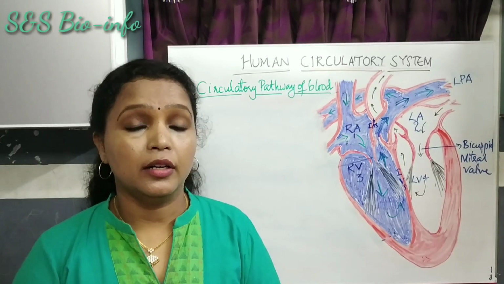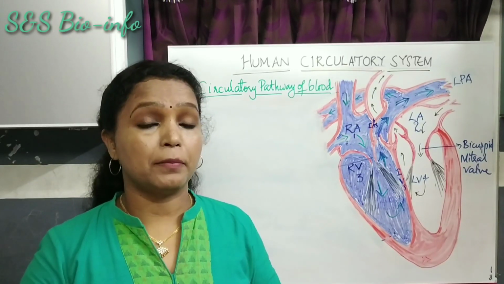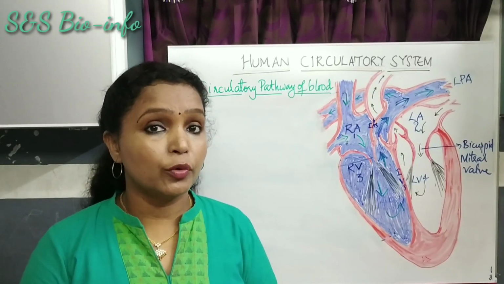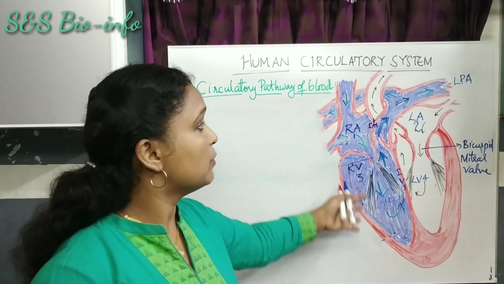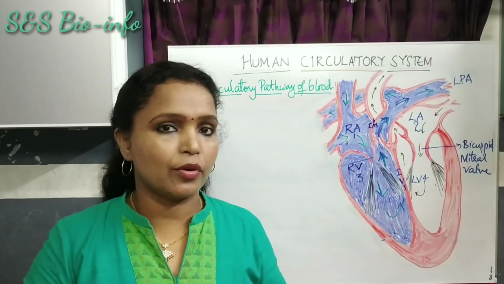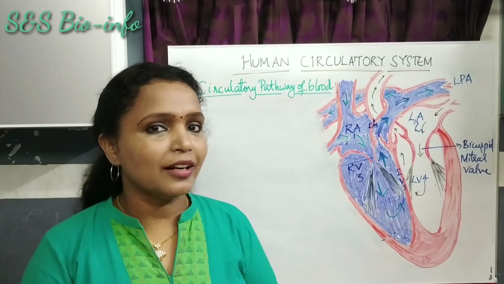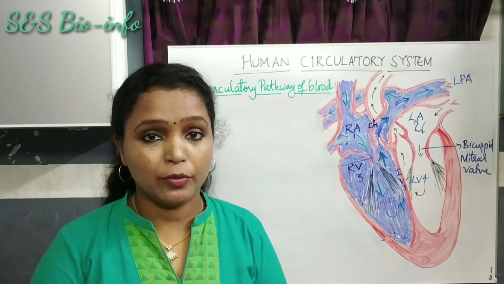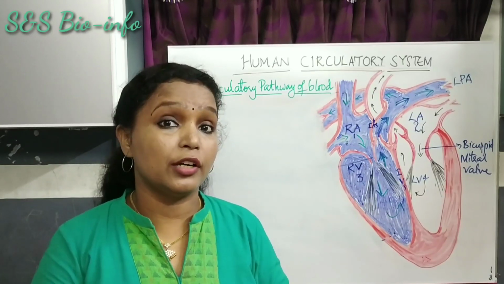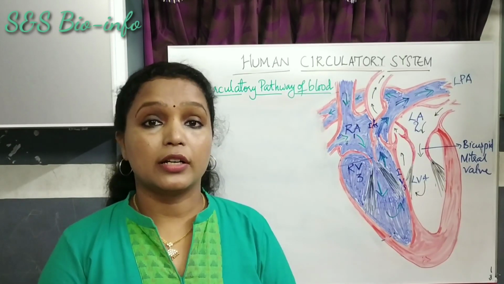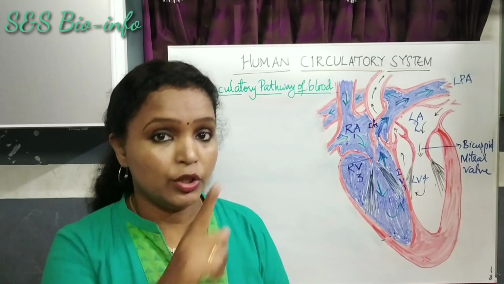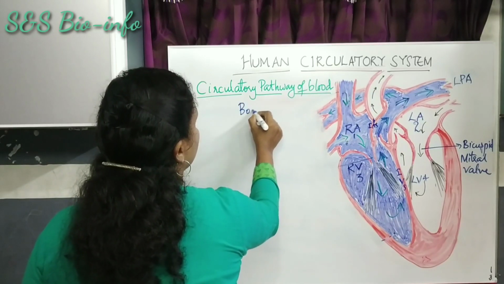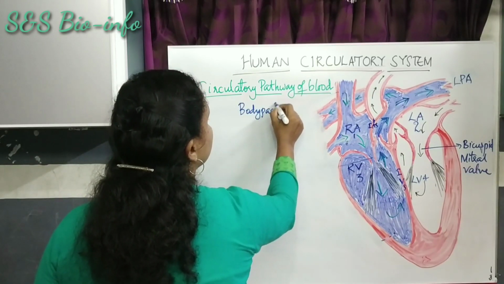Then let's start from the body part. As the heart is a pumping organ, it pumps blood to different parts of the body. Different parts of the body means that it pumps blood to the lungs for purification, for oxygenation of the blood. Similarly, the aorta, from the left side, pumps blood to different parts of the body. That's the meaning of the heart pumping blood to different parts of the body. So let's learn how it happens in the human body. Let's begin from the body parts.